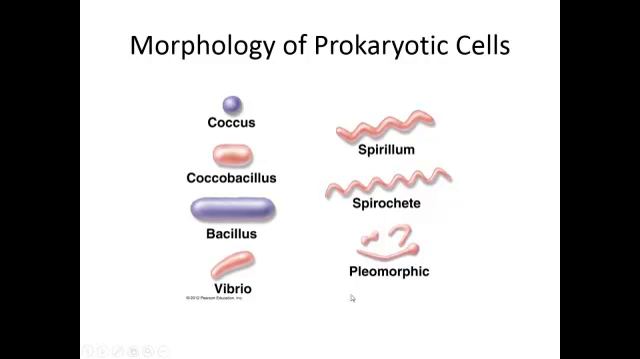There are other cells that are pleomorphic. They don't have a cell wall, and so they can form a number and variety of shapes within the species. So we call this pleomorphic. Archaea come in a wide variety of shapes beyond this, but they're rare. These are the most common types of shapes or morphology of prokaryotic cells.